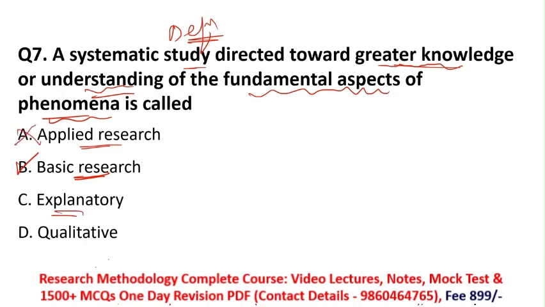Then option C, explanatory. Explanatory means you already have a particular phenomenon present and you are just explaining it. Again, I am doing research to increase my knowledge, not to explain some phenomenon. And option D here is qualitative. Again, I am not expressing something, quality or behavior. So for this question, option B is the right answer, which is basic research.